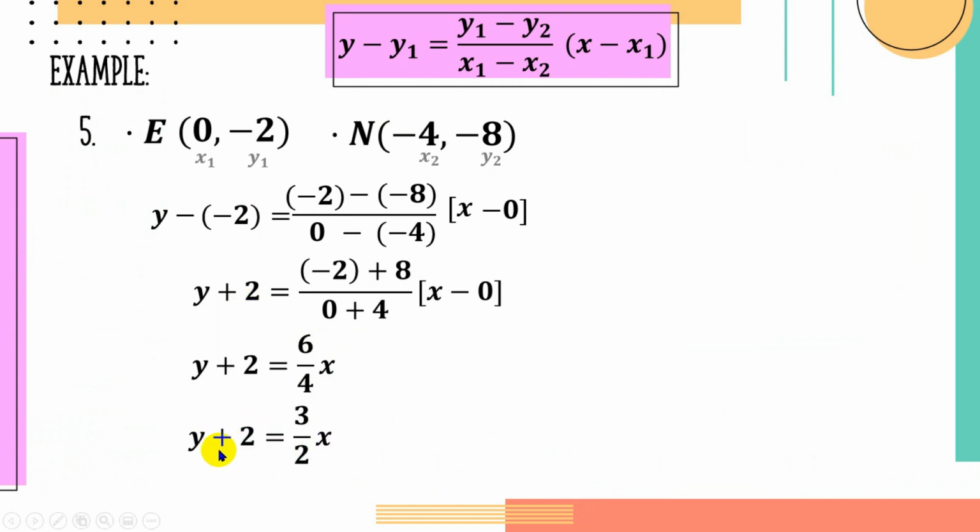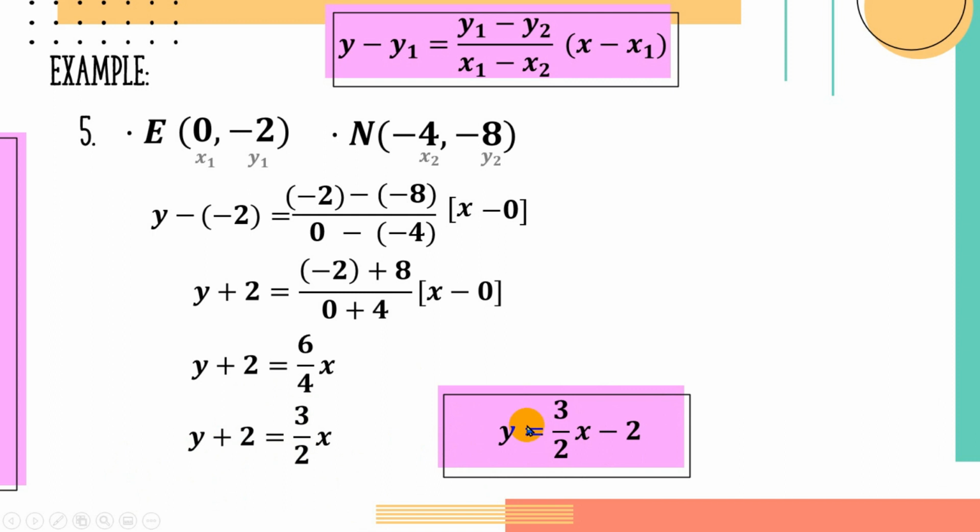Additive inverse na lang po ni positive 2 and that is negative 2. So, add natin negative 2 on both sides of the equation. Magkakaroon tayo ng y is equals to 3 over 2x minus 2. And this will be our slope-intercept form of this line having the 2 points, 0 and negative 2 and negative 4, negative 8. So, yan po yung ating slope-intercept form. Kung tayo po ay mag-i-standard form, pwede po mag-multiply tayo muna ng LCD para wala na tayong denominator. So, ganito na lang po. You don't need to multiply it by the LCD na.